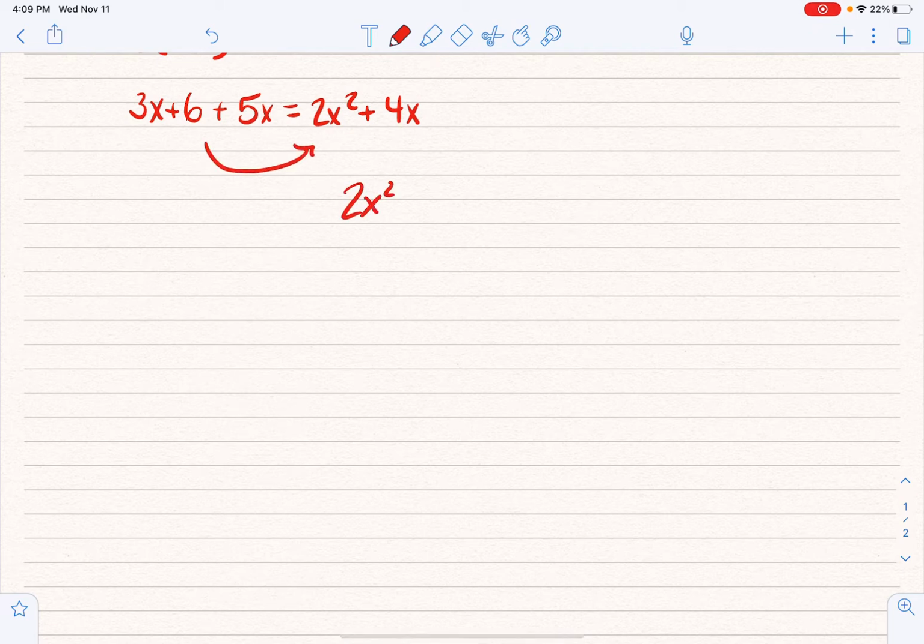So I'm going to say 2x squared. Let's see, I've got 4x. I'm going to subtract 3x, which would get me down to 1x. And then I'm going to subtract 5x, which is going to get me to negative 4x. And I'm going to subtract 6, and all of that equals 0.